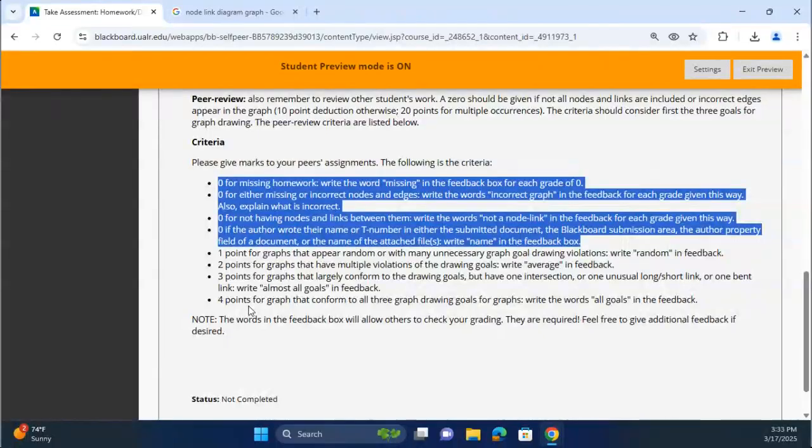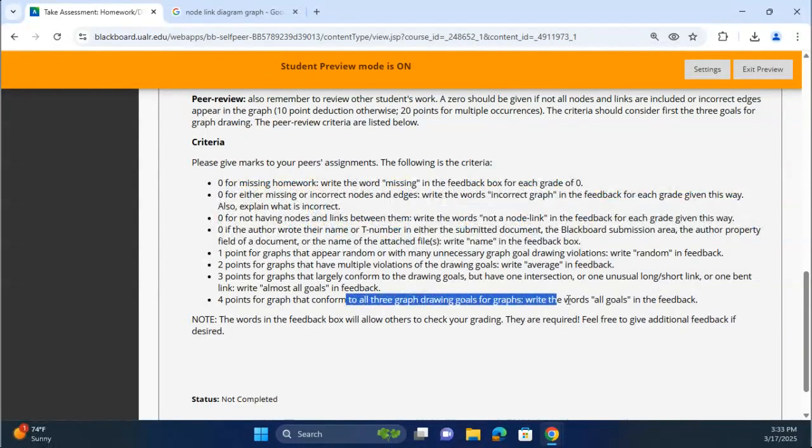And then as far as the actual meat of evaluating this, if that graph conforms to all 3 graph drawing goals, just write all goals and give it 4 points. I'll talk about it again when we do evaluations for this, but you can give 4 points to everybody if their graphs are perfect.